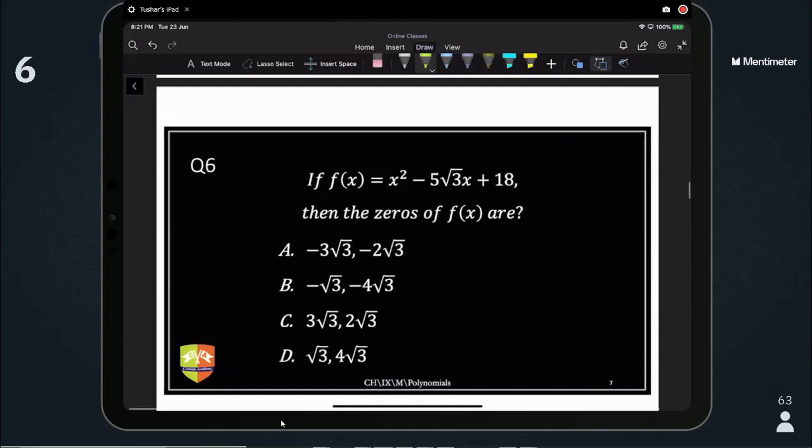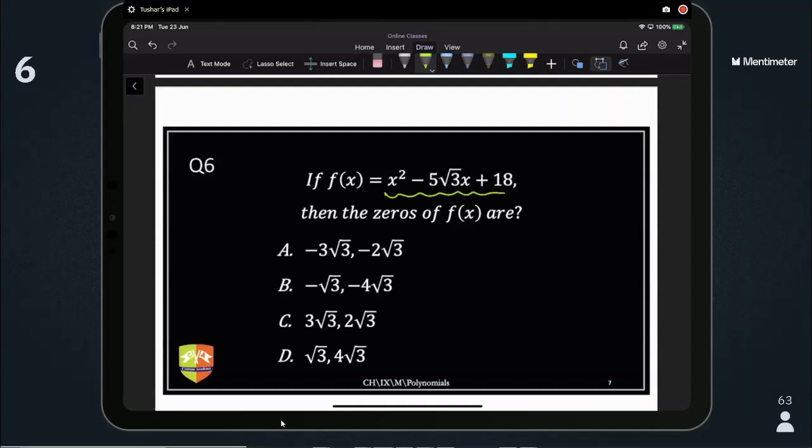It was very simple. You had to simply factorize it and equate to 0. What is a zero of a polynomial? That value of X which makes the polynomial itself 0. So if you see, you can factorize it like this: x squared minus 3 root 3 minus 2 root 3 x plus 18. So it's a mix of the previous chapter. This thing as well.